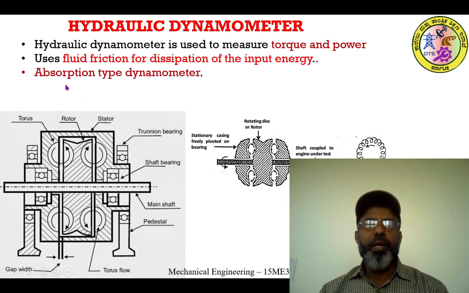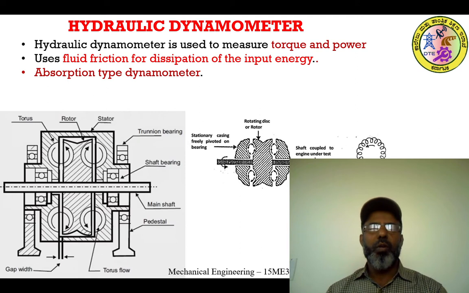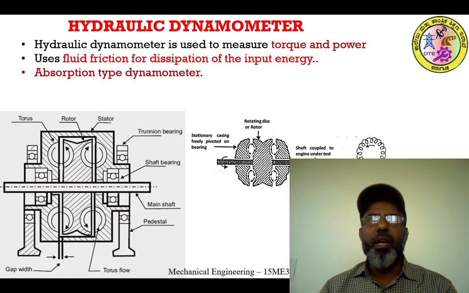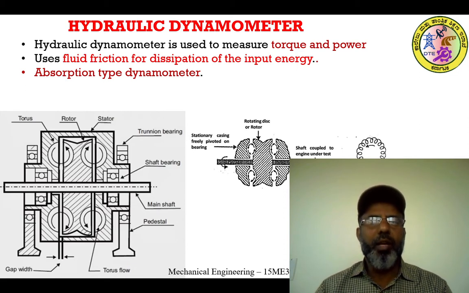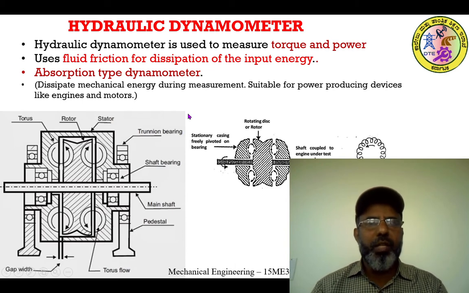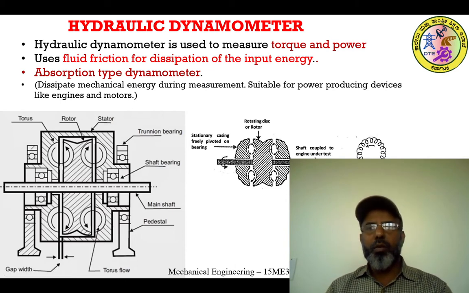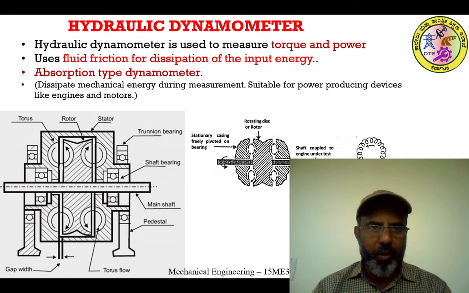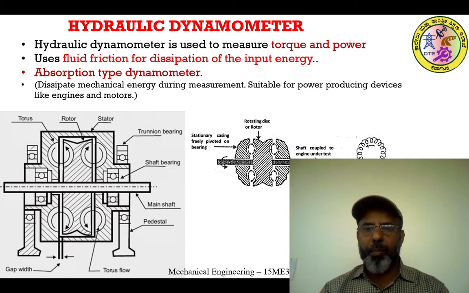This hydraulic dynamometer is an absorption type of dynamometer. As we have already learned, there are three types of dynamometers available. The one is absorption type, second is driving type dynamometer, and third is the transmission type dynamometer. In absorption type dynamometer, we are going to measure the power or the torque, making the driving shaft to stop. After stopping the shaft, we are going to measure the torque. That is absorption type dynamometer.